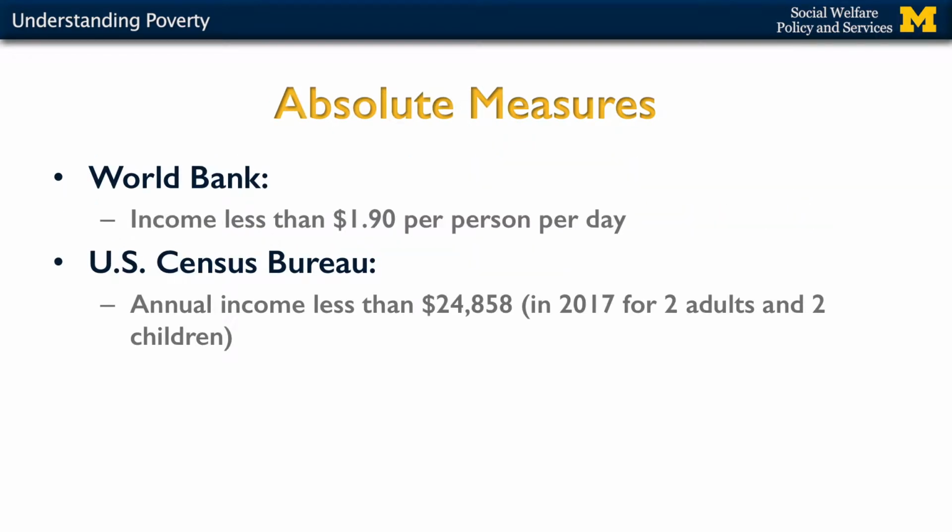So both the World Bank and the U.S. Census Bureau use absolute measures of poverty. Currently, the World Bank says that anyone living on income that is less than $1.90 per person per day is considered poor. And the U.S. Census Bureau, which measures poverty in the United States, says that anyone who lives in a family of 2 adults and 2 children in 2017 would be considered poor if their annual income was less than $24,858, so a very specific number. So anyone whose income was at or above that number would not be considered poor. Families of that size and that composition who had income below that number would be poor.